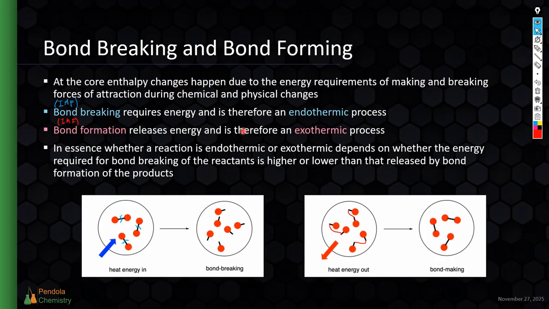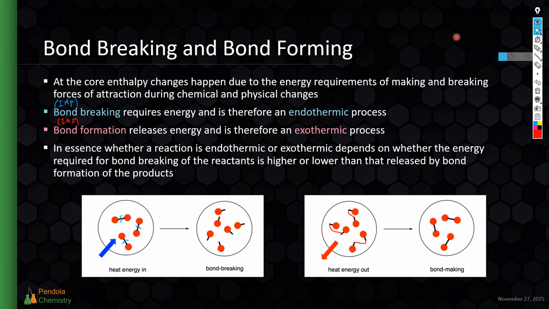So whether a reaction is endothermic or exothermic is directly going to depend on whether the process of breaking bonds or intermolecular forces in the reaction is higher or lower in energy than the release energy from the formation of the product bonds. Because reactants are always going to have their bonds broken, whereas products are always going to have their bonds formed. Because we break apart reactants and we form products.